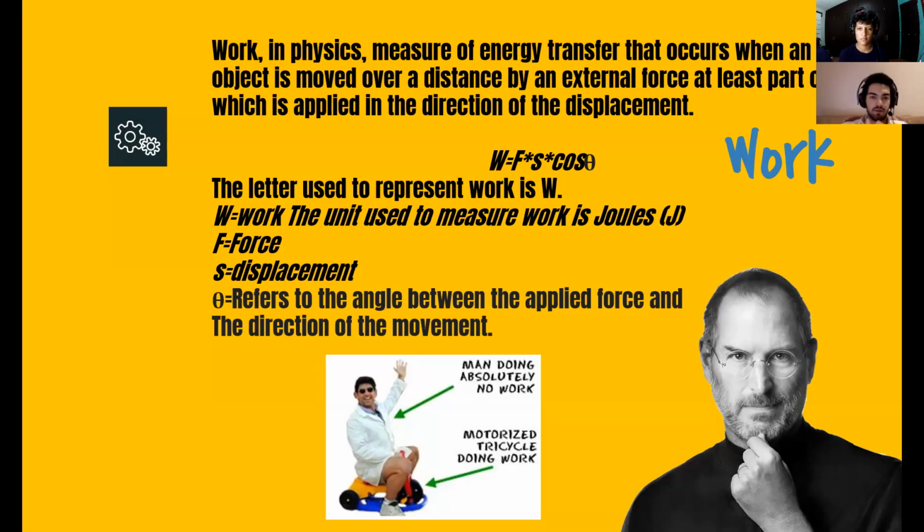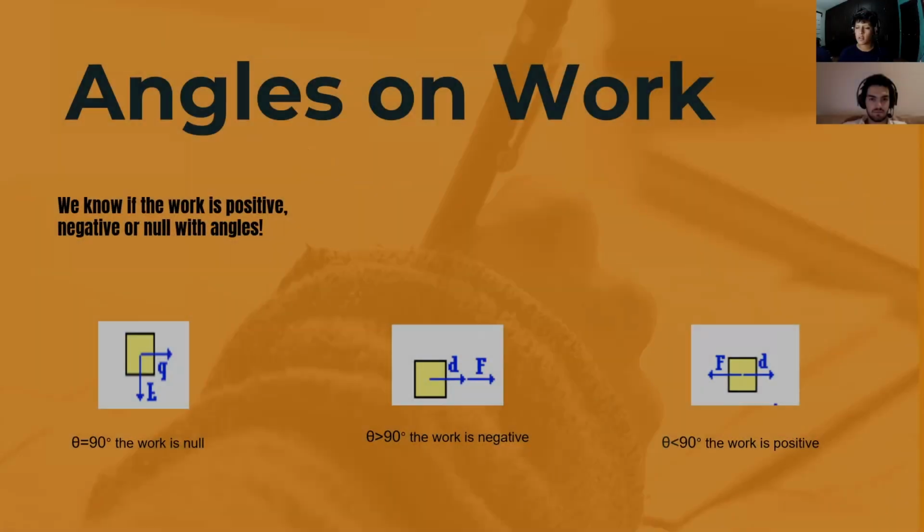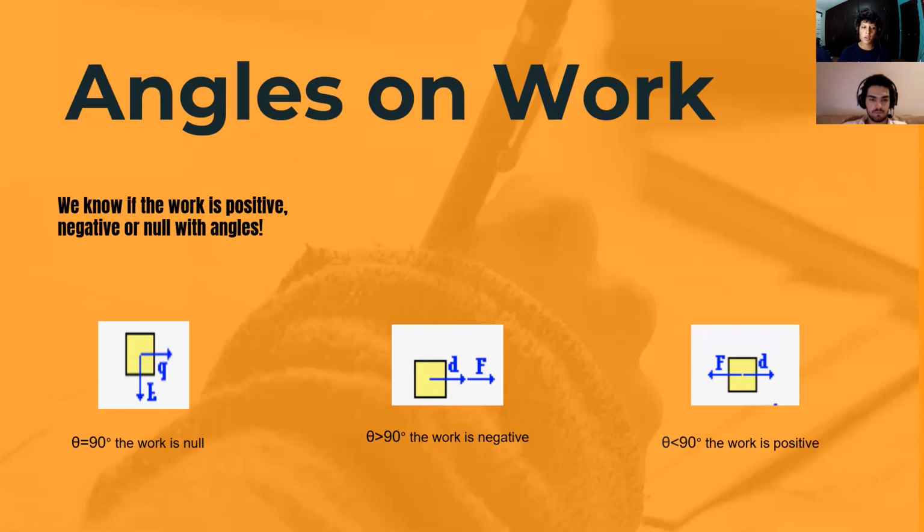First of all, what is work? Work is defined in physics as a measure of energy, as a transfer of energy that occurs when an object is moved over a distance by an external force, at least part of which is applied in the direction of the displacement. The formula is work is equal to force times S, that is the displacement, times the cosine of the angle. The letter we use to represent work is W, and the unit we use to represent work is joules.